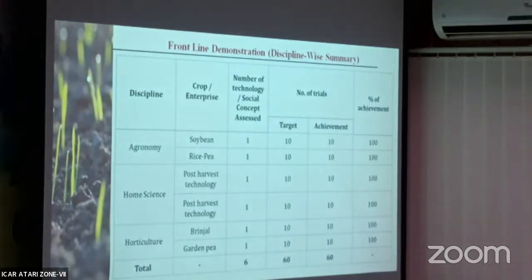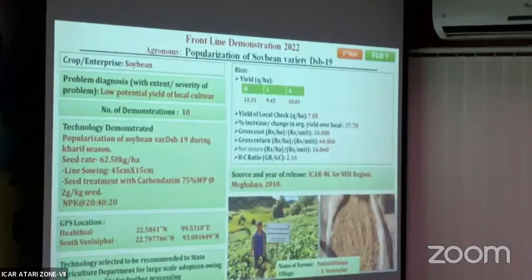And then we also conducted 6 frontline demonstrations, and we could achieve a target of 60 numbers. Here the first is the popularization of soybean variety DSb-19. Although our SMS was very new, we could conduct this one, continuing from the previous personnel who was working there.